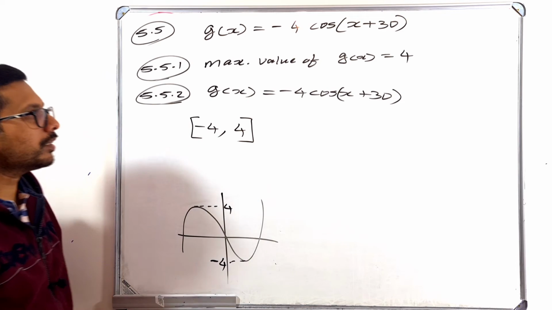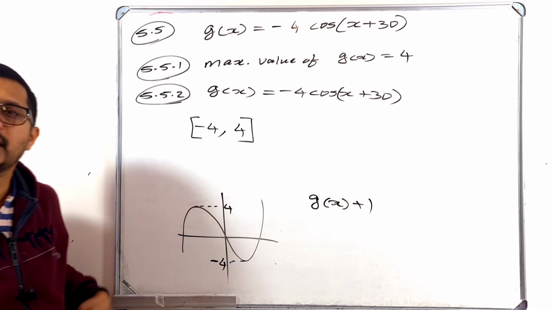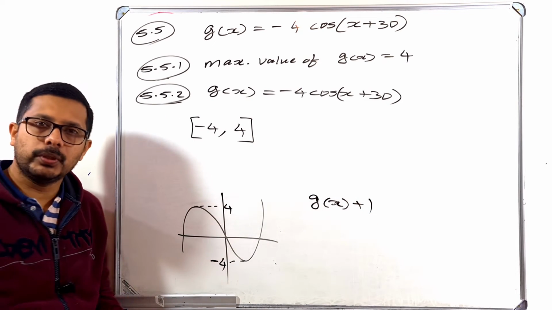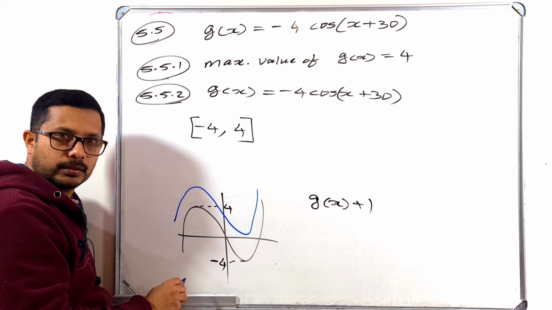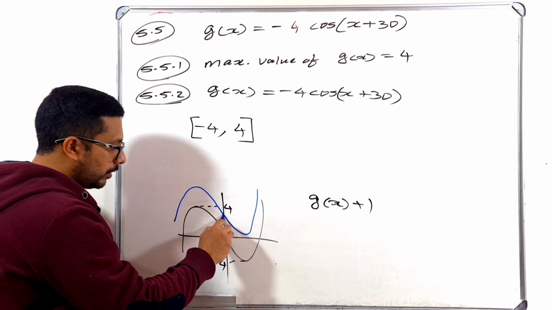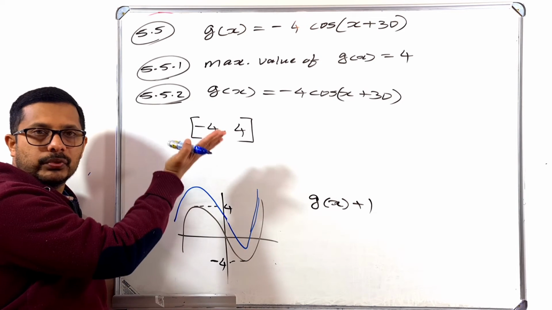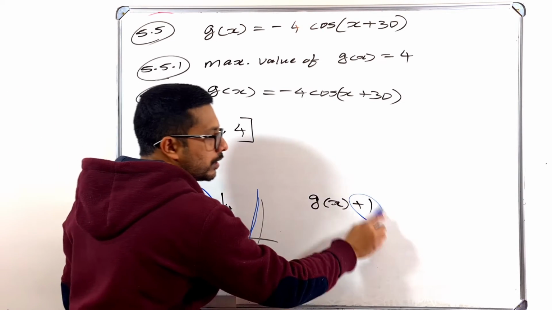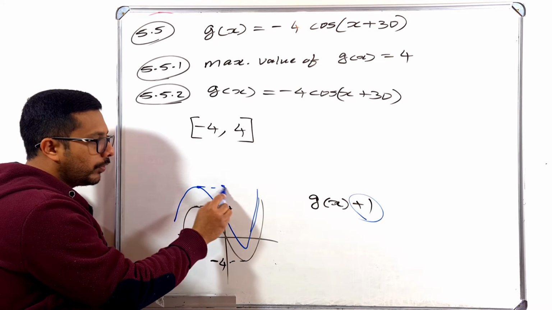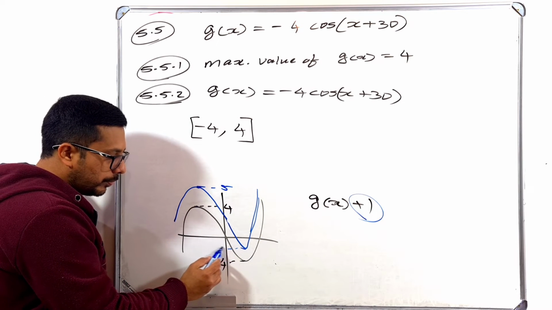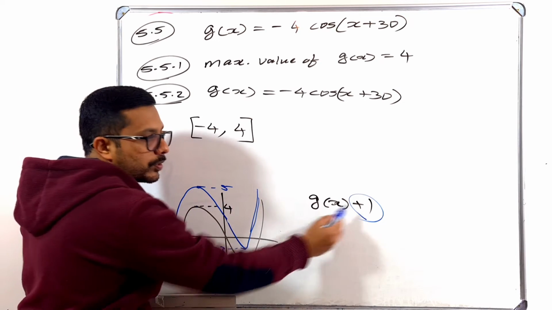Then what is the meaning of g of x plus 1? The entire graph is shifted 1 unit upwards. That means now the new graph is something like this. You understand? Anyway, the entire graph is shifted 1 unit upward. That is the meaning of this plus 1. So this 4 is going to be 5. Am I right? This -4 is going to be -3. That is the range of g of x plus 1.